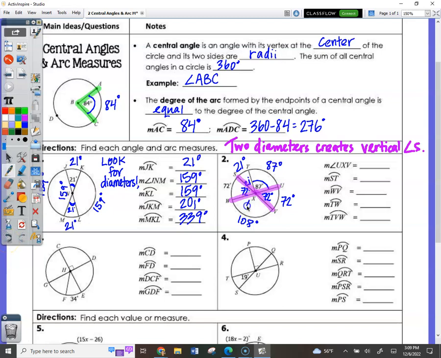And if that's 108, what's that? 108. Now let's answer the questions. Angle UXV. UXV. Did you get 72? Arc S to T. Arc W to V.